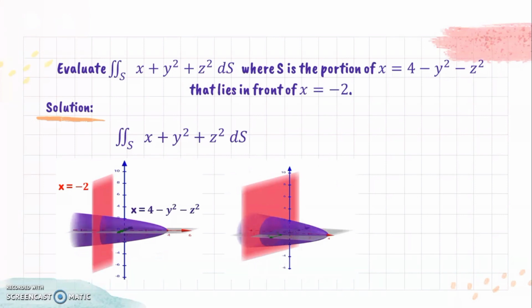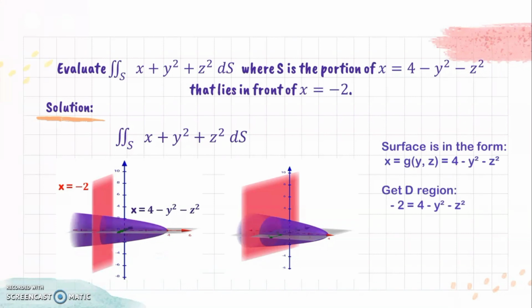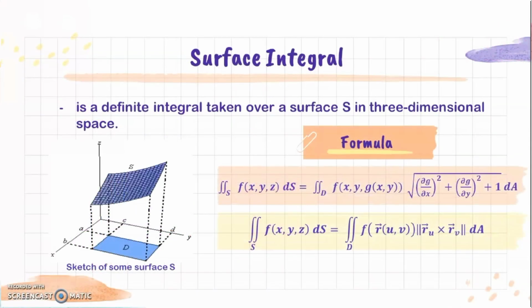At this point, it should be clear that the surface is in the form of x equals g of y, z equals 4 minus y squared minus z squared. Therefore, the D region is in the yz plane. To get D, we just need to equate the two equations, and here is the process. So our D in this problem will be the circle y squared plus z squared equals 6. Now, among the two introduced methods a while ago, we can use the first formula with a little modification here.